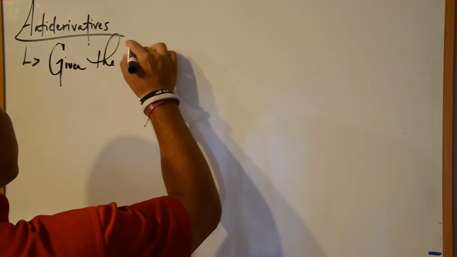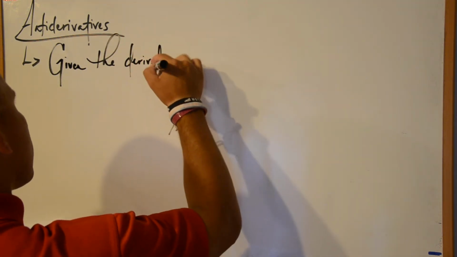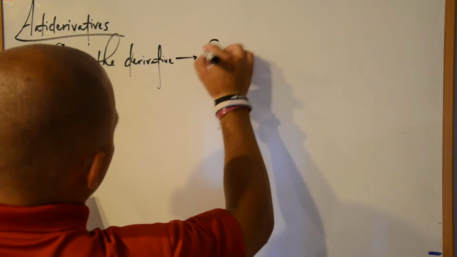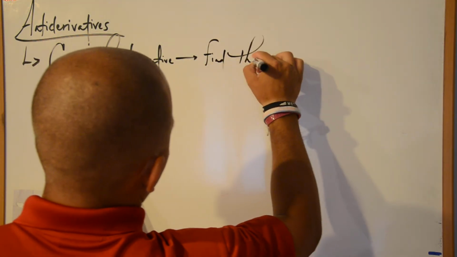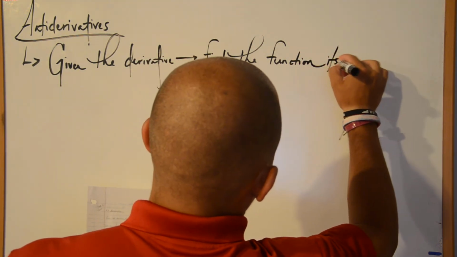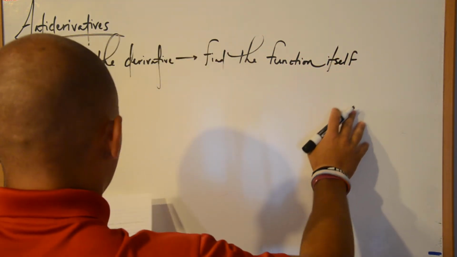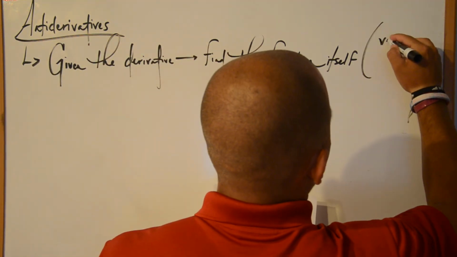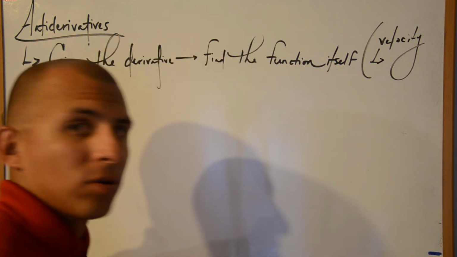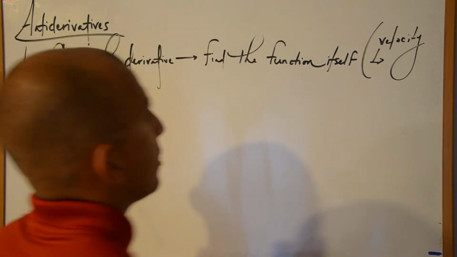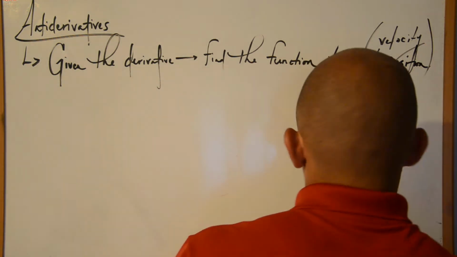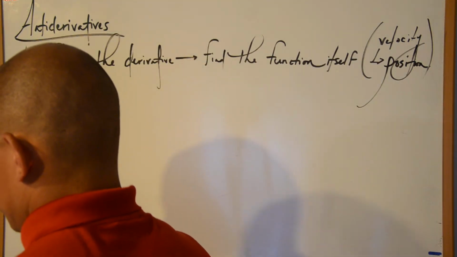given the derivative, you're allowed to find the function itself. So for physics-based applications, this is important because if you're given a velocity, this now allows you to determine your initial position.